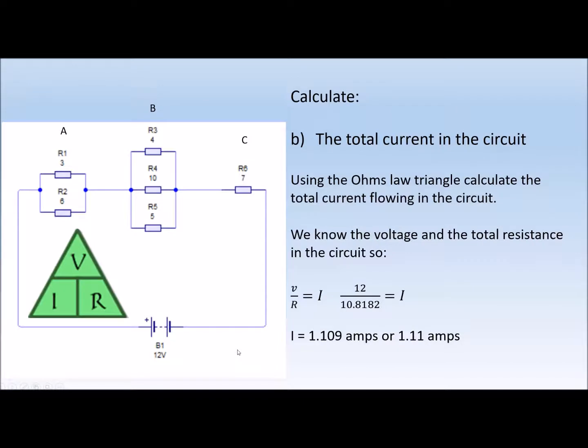Now that we've established the total resistance for the circuit, we can go back to our Ohm's law formula and determine what the current is. We know what the voltage is, so we've got a 12-volt battery and a resistance reading of 10.8182.